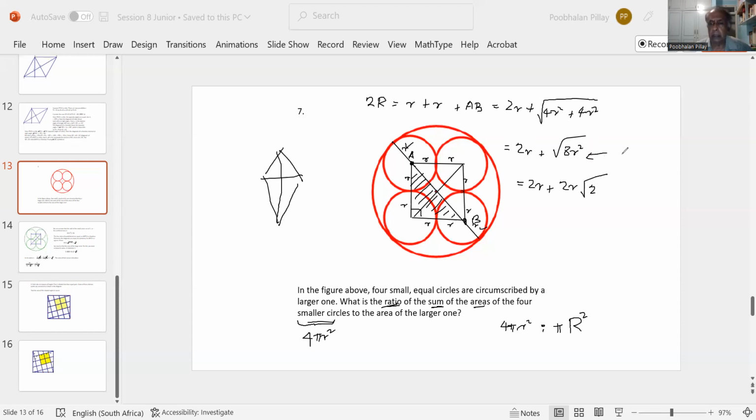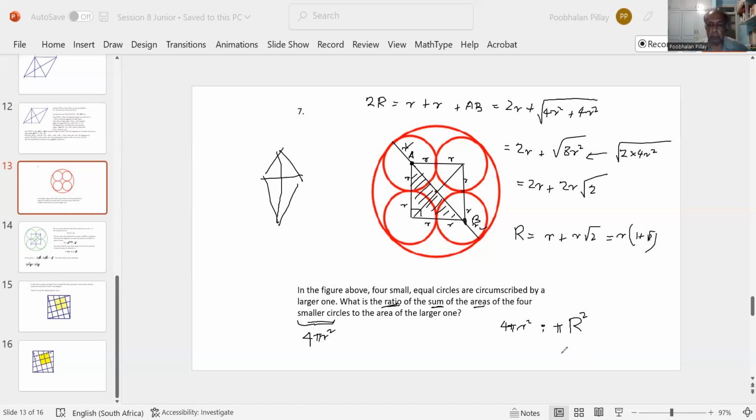This is 2 times 4r squared, and when you work out the square root of that, it is the square root of 2 times the square root of 4r squared, and that is what you get. And that is twice r root 2. So R itself, you can divide right throughout by 2, and you'll get R equals r plus r root 2, which is the same as r times (1 plus the square root of 2).